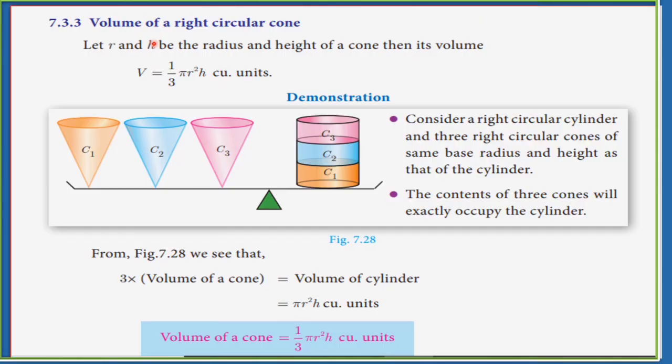Volume of a right circular cone. As usual, let r and h be the radius and height of the cone. Then its volume V equals 1 by 3 pi r square h cubic units. In our book, it is explained by one demonstration.